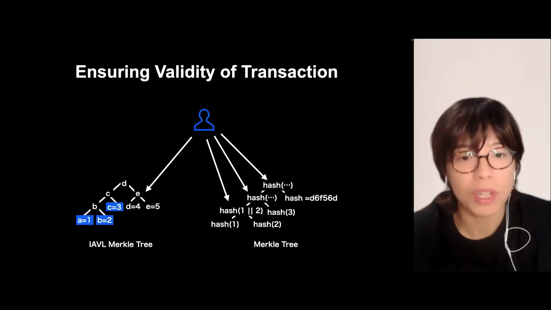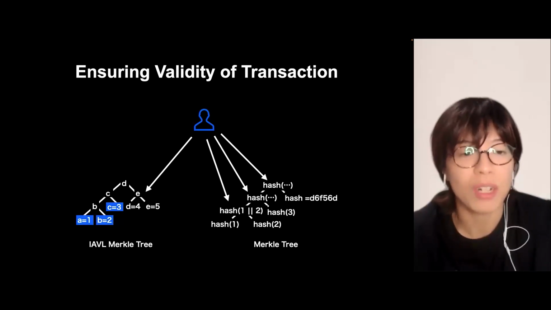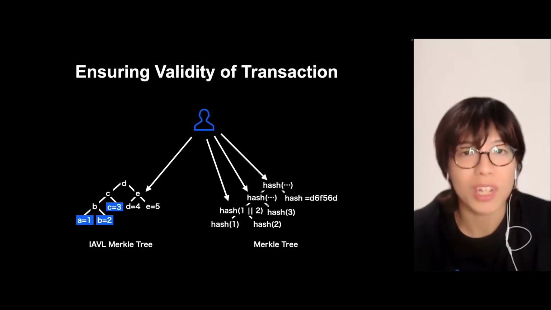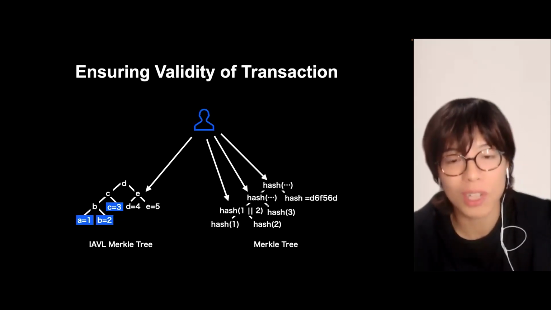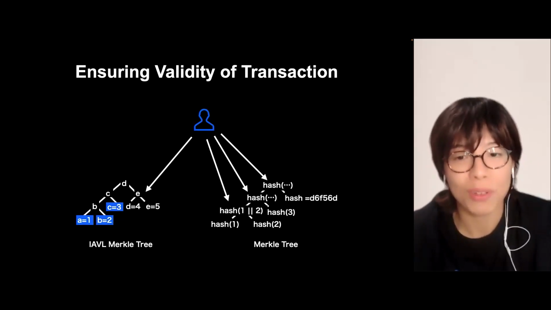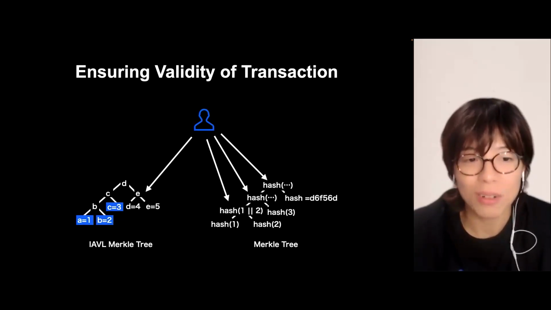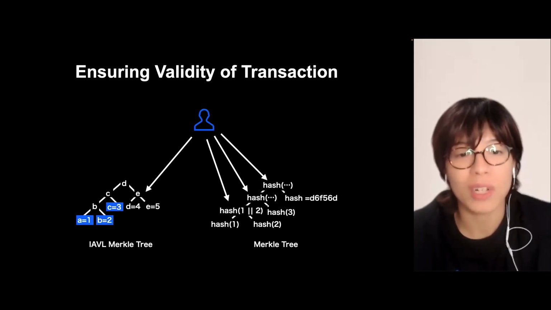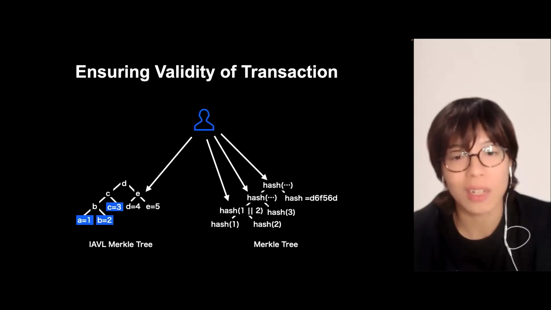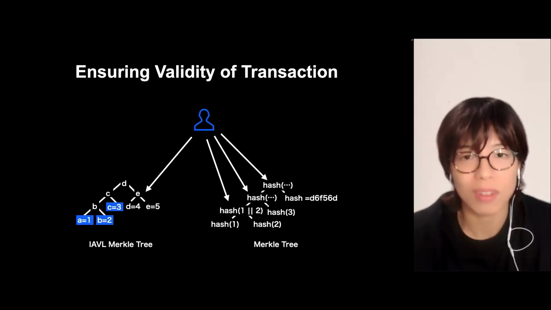So the Line blockchain mainnet utilizes the IAVL Merkle tree. Instead of verifying each transaction individually, as with the Bitcoin Merkle tree, the IAVL Merkle tree can finish it in just one go, and it's more efficient.